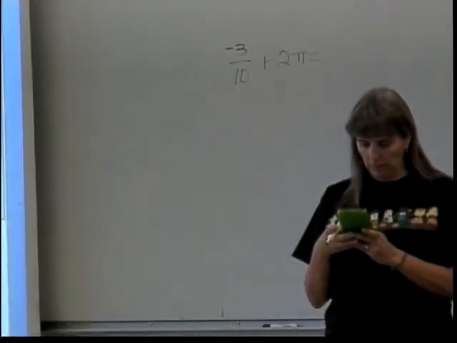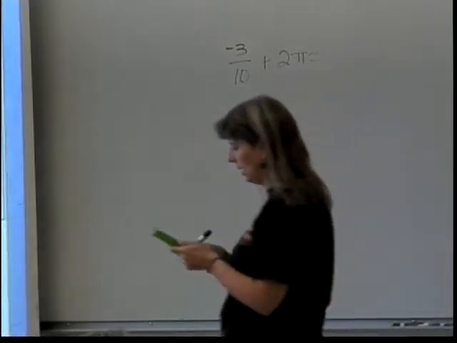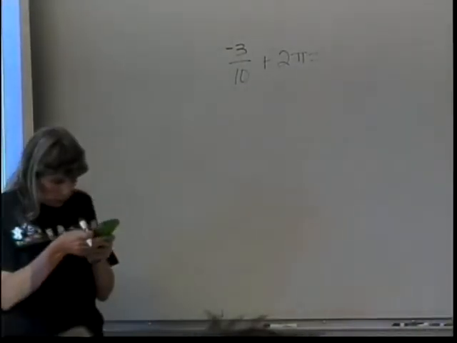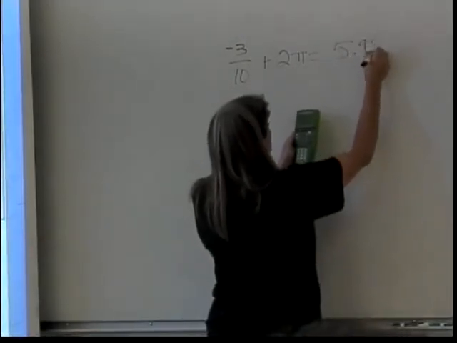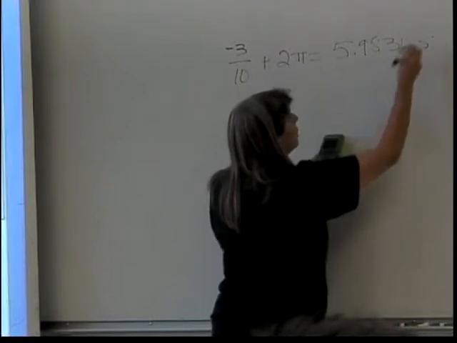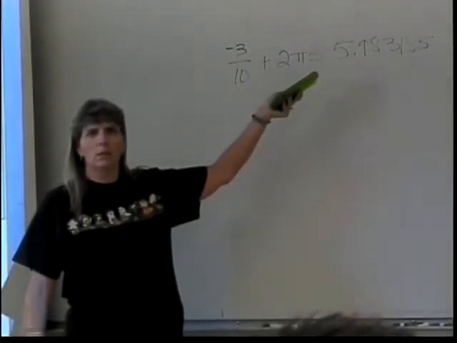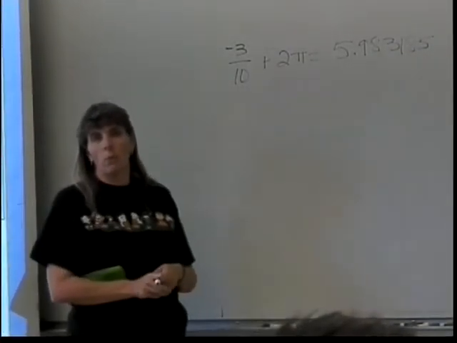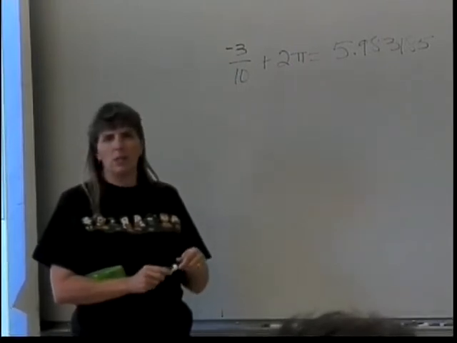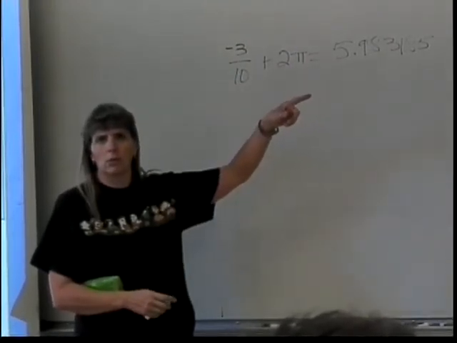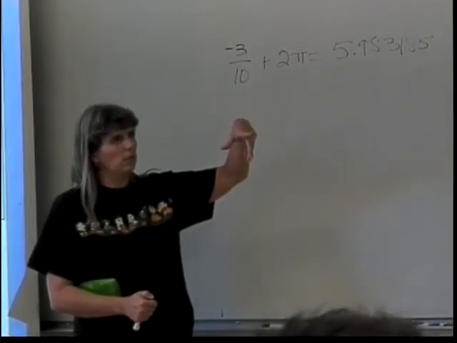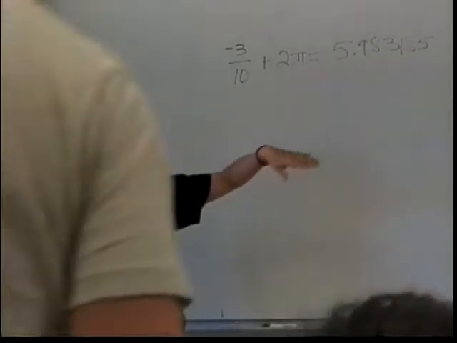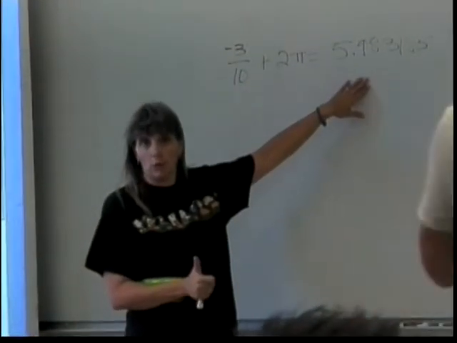Let me see where it is. So negative 3/10 plus 2 pi gives me 5.983185. So is that between 0 and 2 pi? Well, think about it. 0 we know is 0. What's 2 pi approximately in terms of a decimal representation? About 6.28. So this falls in between 0 and 2 pi, so far so good.